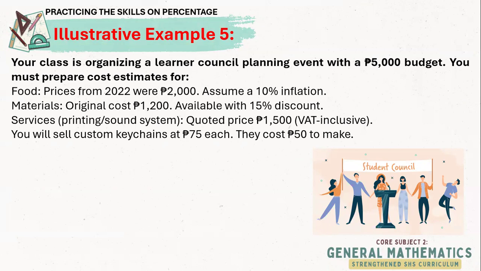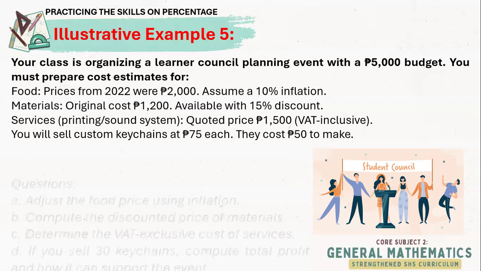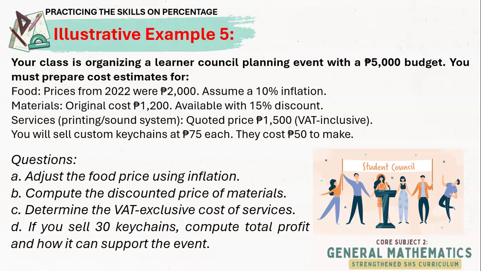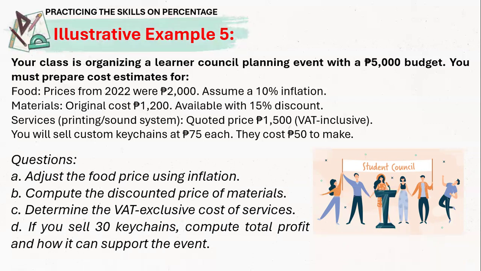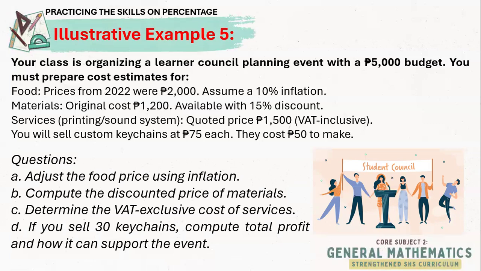Then for the event, they also must sell keychains to keep up with the budget. Those keychains will cost 50, but they will sell it for 75 each. So let us adjust the food price using the inflation. That's A. For B, we will compute the discounted price of materials. For C, we determine the VAT exclusive given its VAT inclusive services. And then what will be the effect of selling 30 keychains? Let's compute the total profit and how it could support the event.